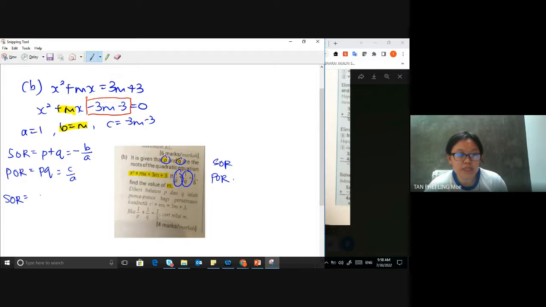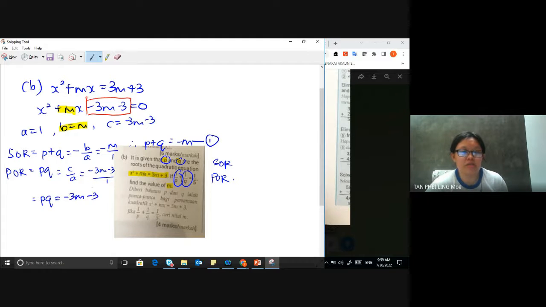So SOR again is p plus q. So my minus b over a will be, I can just make use of here, sorry. So what is my minus b? My minus m over a, where a is 1. So I would say that my p plus q is actually minus m. That's the first equation that I get. PQ, which is my c over a, will be negative 3m minus 3 over 1. So which is to say that my PQ is negative 3m minus 3. That's the second equation. So I think that's it for the first part that I can get, isn't it?